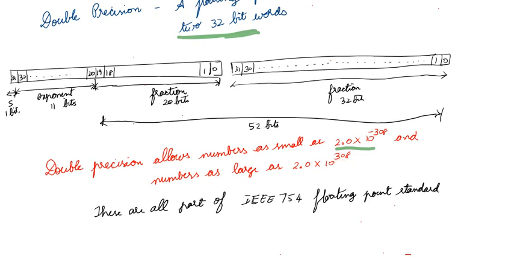Of course, you need another 32 bits. And these single precision and double precision all come under the IEEE 754 floating point standards.